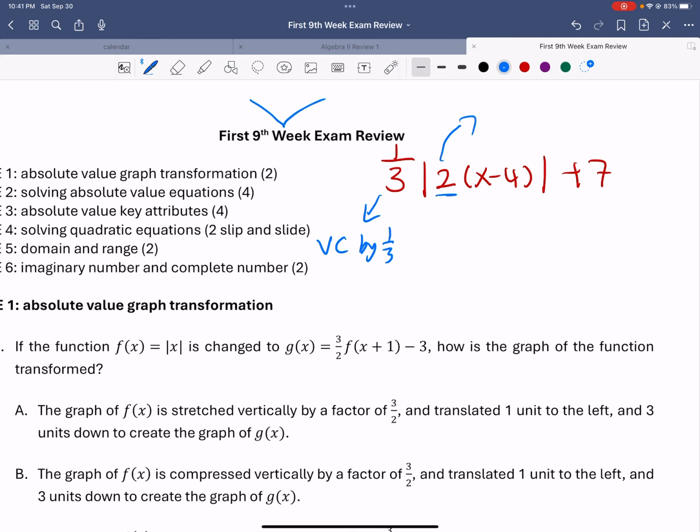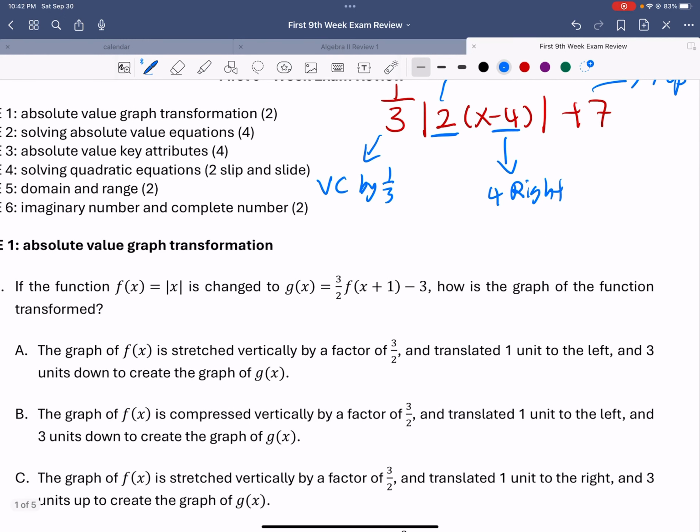But if you look, do you see this 2? That's going to make it narrower, horizontally. So that's going to be horizontally stretched by 2. And this one will move left and right. It works opposite, so it's going to be 4 to the right, not left. And this one is 7 up. So that's the basic concept of the graph transformation.